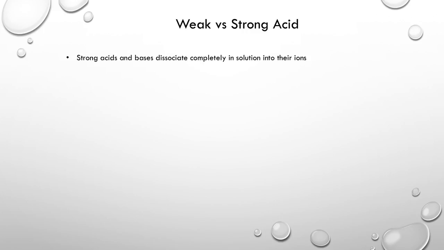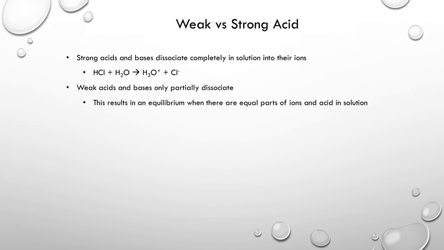The difference between weak and strong acids is that strong acids and bases fully dissociate when put in solution. Hydrochloric acid, for example, dissociates into the hydronium ion and the chloride ion. Weak acids and bases only partially dissociate, which means there's an equilibrium that is established between the acid or base and the ions, like acetic acid.